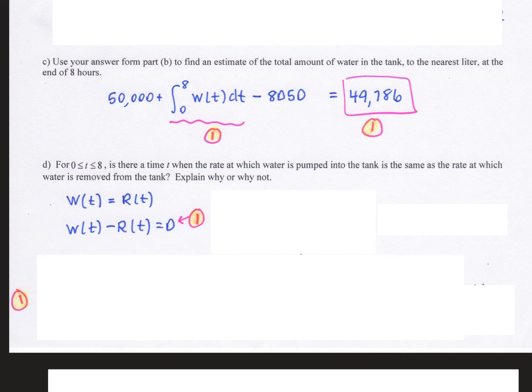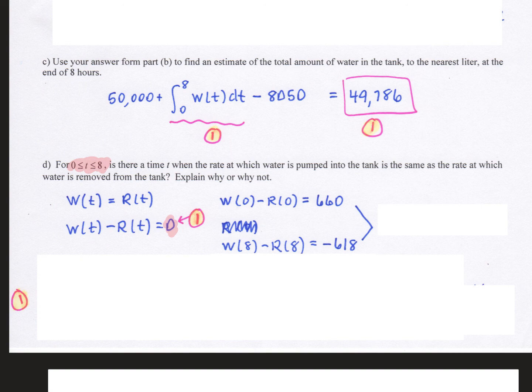My strategy here is going to be to use this time interval and to show at one of these times my W minus R is less than 0, and at the other time my W minus R is greater than 0. So if we're going to go from a number less than 0 to greater than 0 or vice versa, we must hit 0 along the way. And that is the IVT. So I'm going to go ahead and find W minus R of 0, and I get a 660. When I plug in 8 into those functions, I get a negative 618. And I can see, since I go from a positive value to a negative value, I must hit 0 in order to get there.